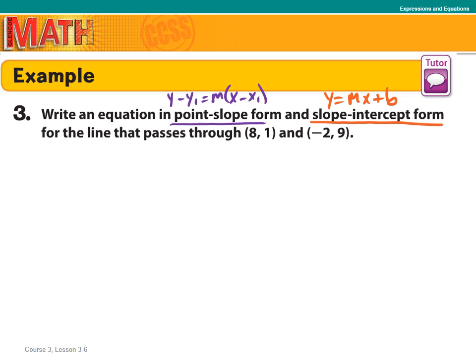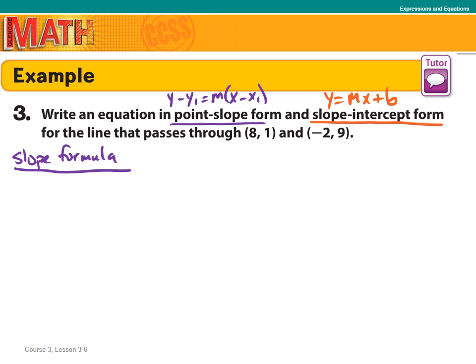So for both of these equations, we need to know the slope. And in order to find the slope, we are going to use the slope formula. Now we start with the slope formula because it's going to give me the m for both equations. And that obviously is very important. Knowing the slope is actually going to help us to figure out what the point slope form is and then what the slope intercept form is.